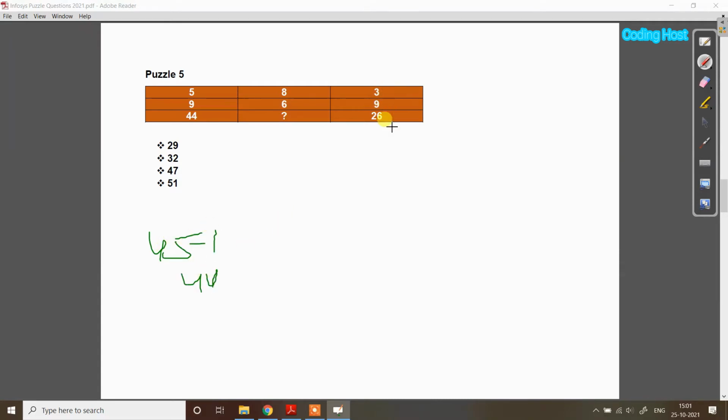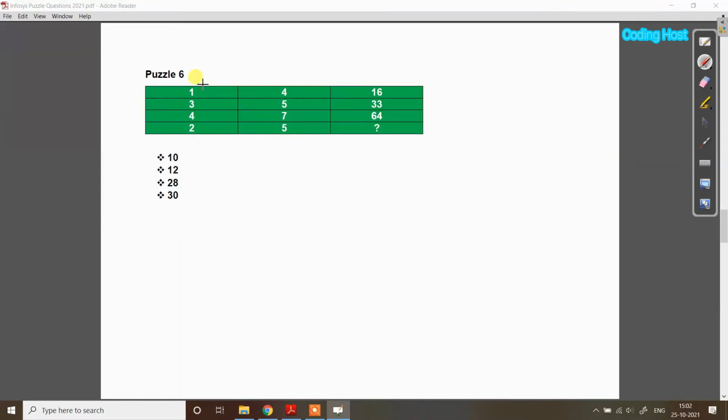Now let's try to use the logic in this third column. So 3 into 9 is 27, and 27 minus 1 is 26. So you can see that this is the right logic here. 8 into 6 is 48, and 48 minus 1 we get 47. So 47 is the right answer. Now we have question number 6.